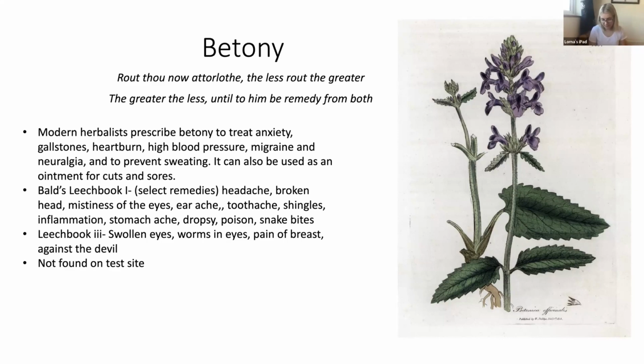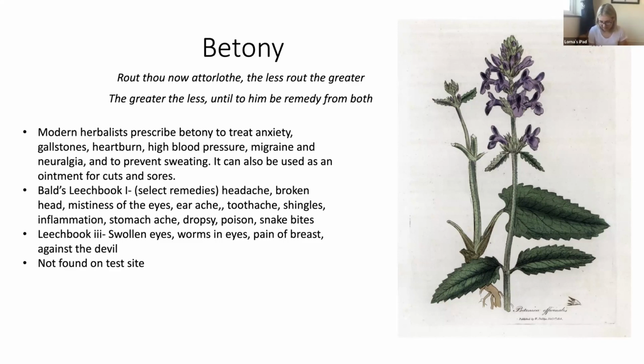And from Bald's Leech Book, it's used for quite a lot. This one's probably directly from a Latin text, so these ones are slightly more sensible things. Headache, eye ache, earache, swelling of the neck, toothache, shoulder pain, foot ache, thigh ache, shingles, inflammation, stomach ache. The list goes on. It's used pretty much in everything. It's one of those plants.